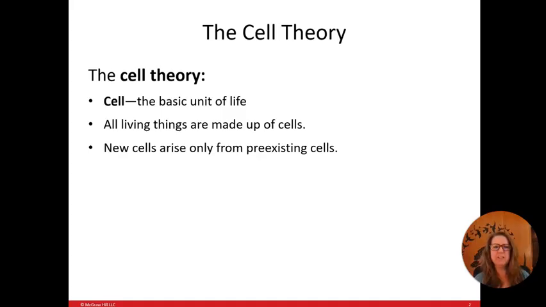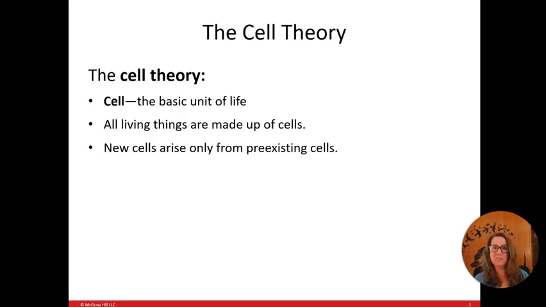All right, the cell theory helps us understand where cells come from. So we know that the basic unit of life you learned in chapter 1 is the cell. We do have two different kinds of cells, the prokaryotic cells and eukaryotic cells. It doesn't matter what kind of cell you have. If you have a cell, you are considered alive. Now we know that all living things are made up of cells, so that makes sense and lends support for the first bullet there. And then lastly, new cells arise only from pre-existing cells.